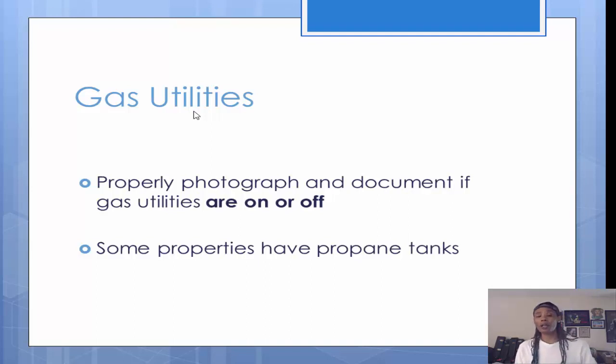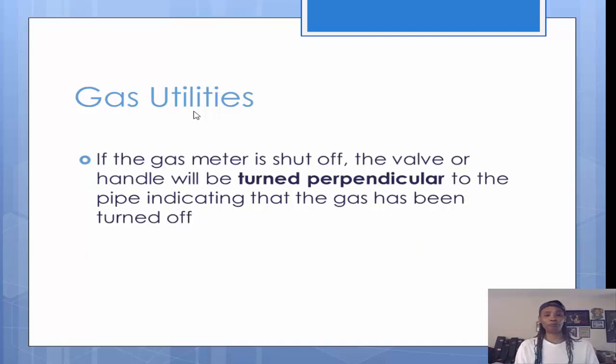One thing that you should know is that not all properties have the standard natural gas utilities connected, because some properties have propane tanks that deliver gas from the tank to the home in order to make things work. Maybe it could be heating elements, stoves, could be anything like that. But it's important for you to know that. So we're going to talk about propane tanks as well.